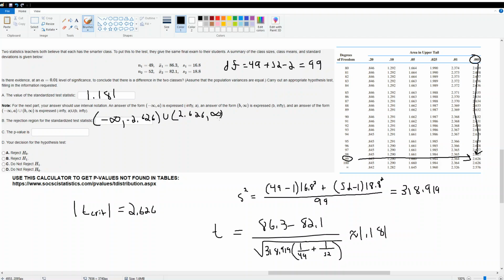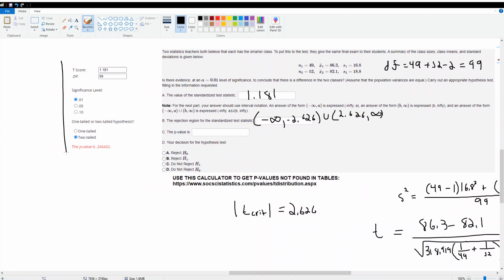2.626 to infinity. Finally, our p-value, I've saved us the time and gotten it straight from using this website. We input our t-score, our test statistic of 1.181. We have 99 degrees of freedom, and our confidence level is 1%. That doesn't change the p-value, although 1-tailed or 2-tailed does. Remember, our truth table is doubled, but this will do the math for you. Our p-value, rounded to 3 decimal places, is 0.240.